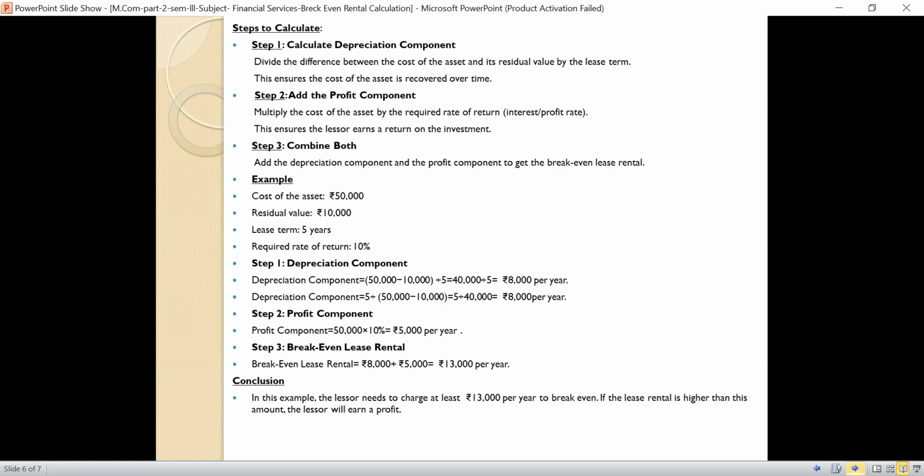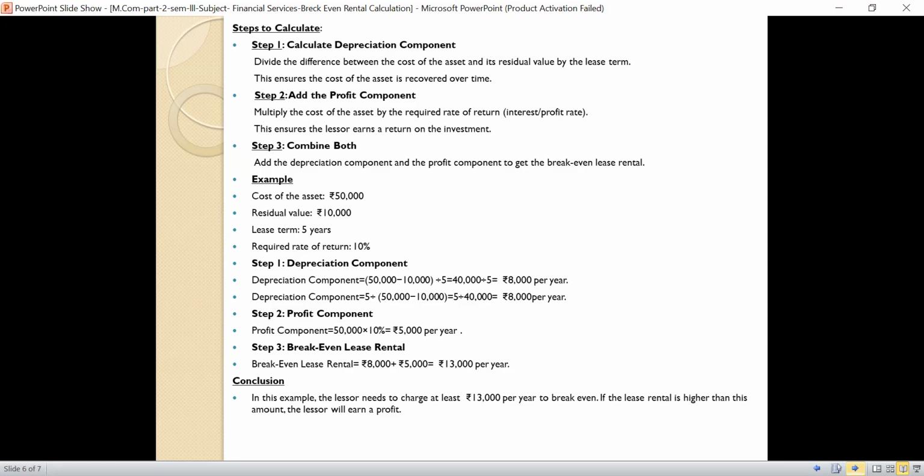Step 3, combine both. Add the depreciation component and the profit component to get the break-even rental. It means step 3, combine both, add the depreciation amount from step 1 and the profit amount from step 2. This total gives you the break-even lease rental, the minimum amount the lessor needs to charge.